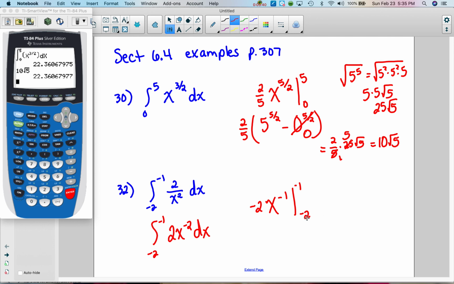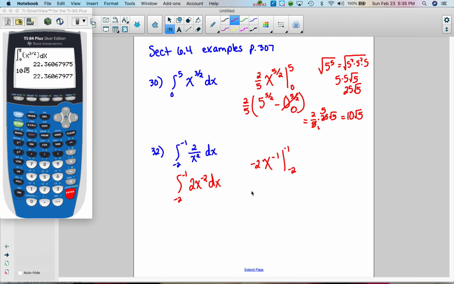Okay, so then we're going to be plugging in values. Now if you want, you could switch this to -2 over x. So we're going to get, if you plug in a -1, -2 over -1 minus -2 over -2. So we get 2 minus 1, which is 1.